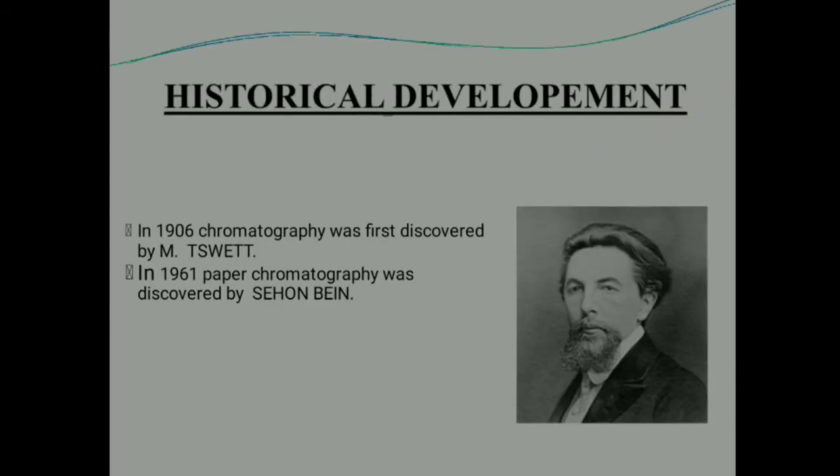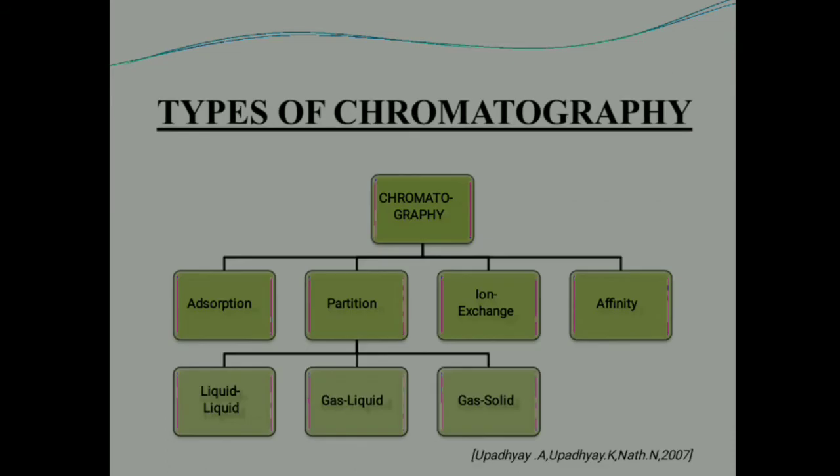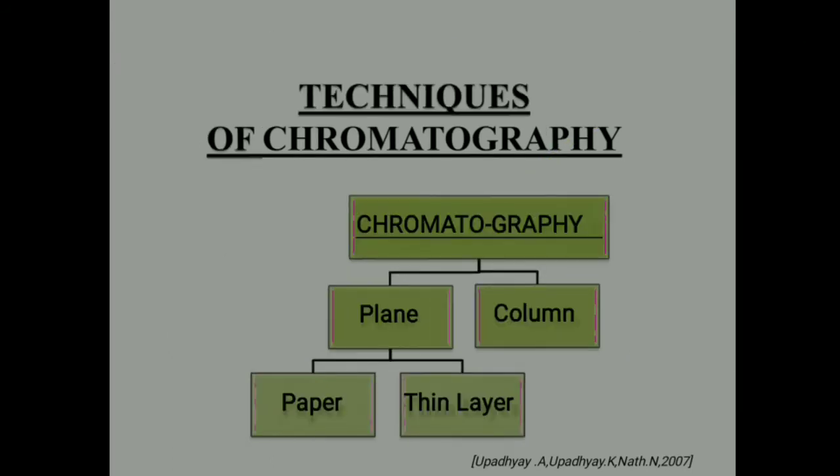Talking about the types of chromatography, chromatography is further divided into adsorption, partition, ion exchange, and affinity. Partition is further divided into liquid-liquid, gas-liquid, and gas-solid. Chromatography is performed by two methods, plane and column. The plane method further uses paper or thin layer chromatography.